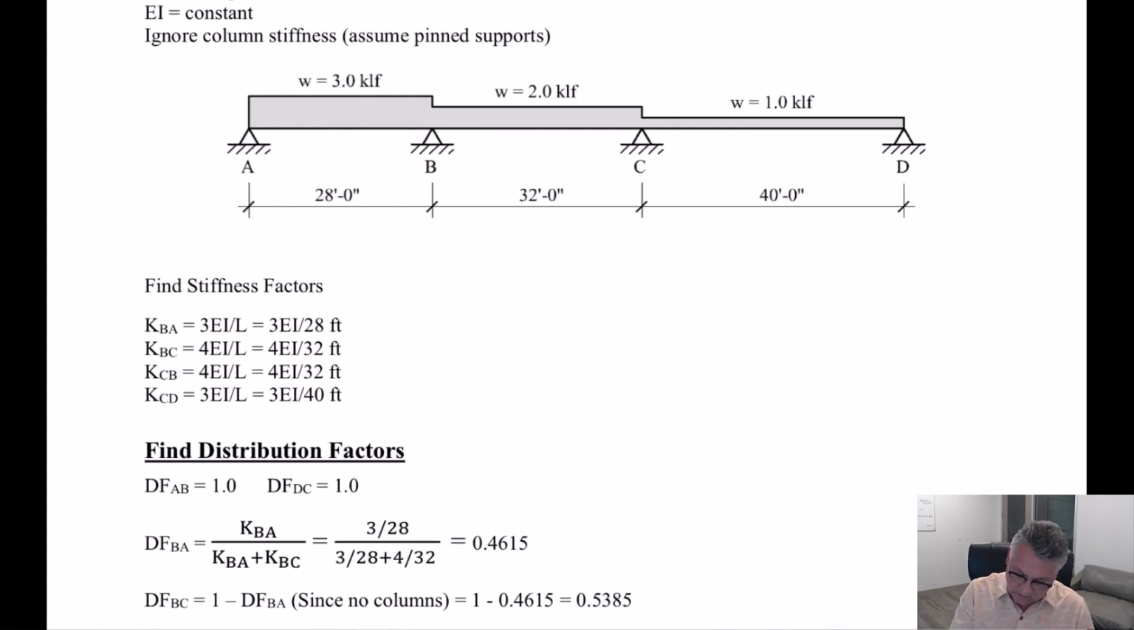And then we go back to CD. I'm standing at C. I'm looking to D. That will be M equals 0 when we're all done. So we're going to use the 3EI there.